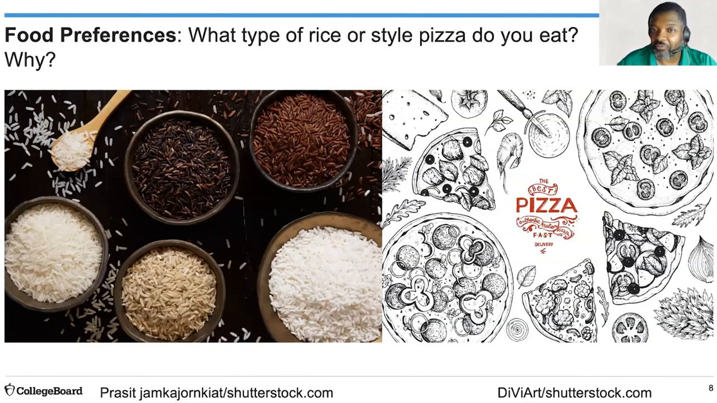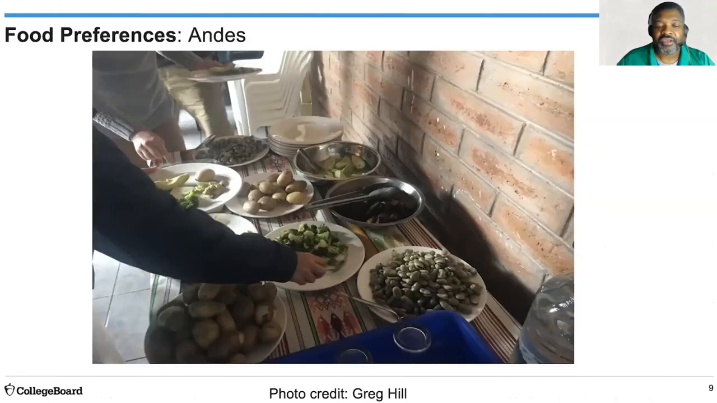And then my favorite, what style of pizza do you like to eat? Is it pepperoni? Is it cheese? Is it sausage? What influenced that? Often these are influenced by your culture. Here's an example of my time in Ecuador in the Andes region of South America. We were being served the lunch of fava beans, two kinds of potatoes, to which the Andes is an agricultural hearth, broccoli, avocado, and cuy.